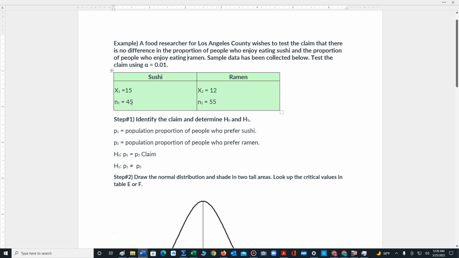So we collect a sample of 45 people and 15 of them enjoy eating sushi. We collect a sample that's independent of the 45, meaning there's nothing common to these two samples. And so there's 55 people. Of the 55, 12 enjoy eating ramen.